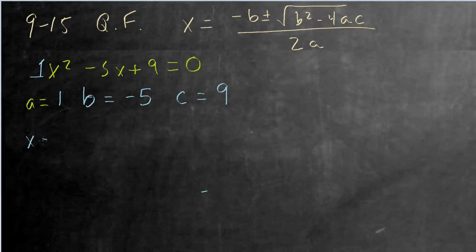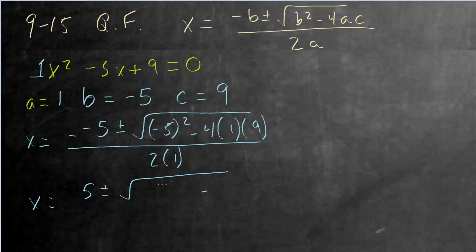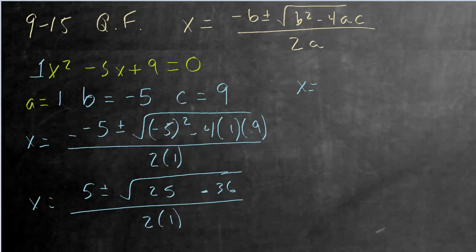So x equals negative 5 plus or minus negative 5 in parentheses squared minus 4 times 1 times 9 all over 2 times 1. Good work showing all of our values. X equals 5 plus or minus 25 minus 36 over 2 times 1. Now what's going to happen here? X equals 5 plus or minus square root of negative 11 over 2.